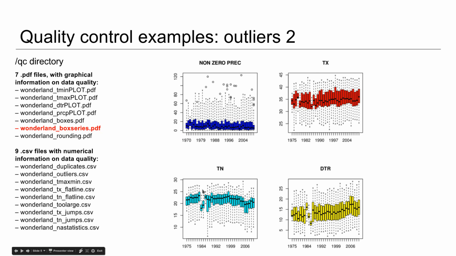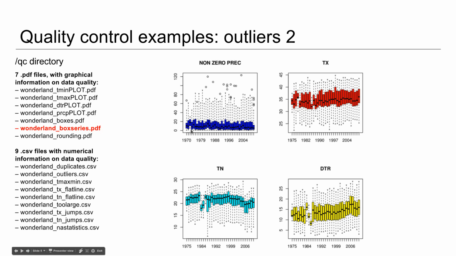Okay, the next PDF is called boxseries.pdf, and this is very similar to the last PDF we saw. Again, it's using the interquartile range to identify outliers, except in this case ClimPACT plots all of your data in a time series and it aggregates data by year. So it uses the interquartile range for each year to identify outliers.